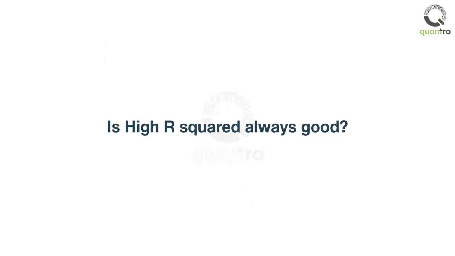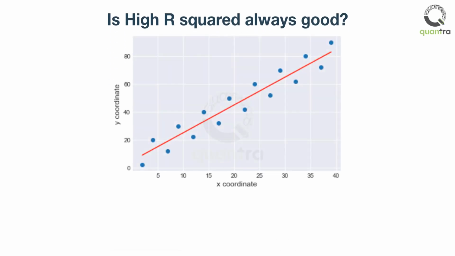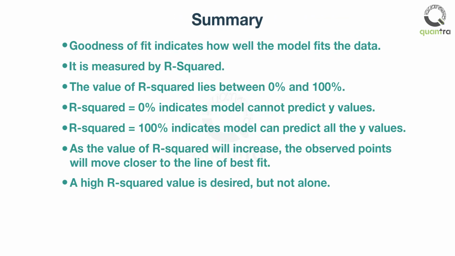Is high R-squared always good? The R-squared for this graph is 99%. But none of the predictions are point accurate. Such models would be useful in forecasting the direction of the price. Let's review what we have learned in this video.